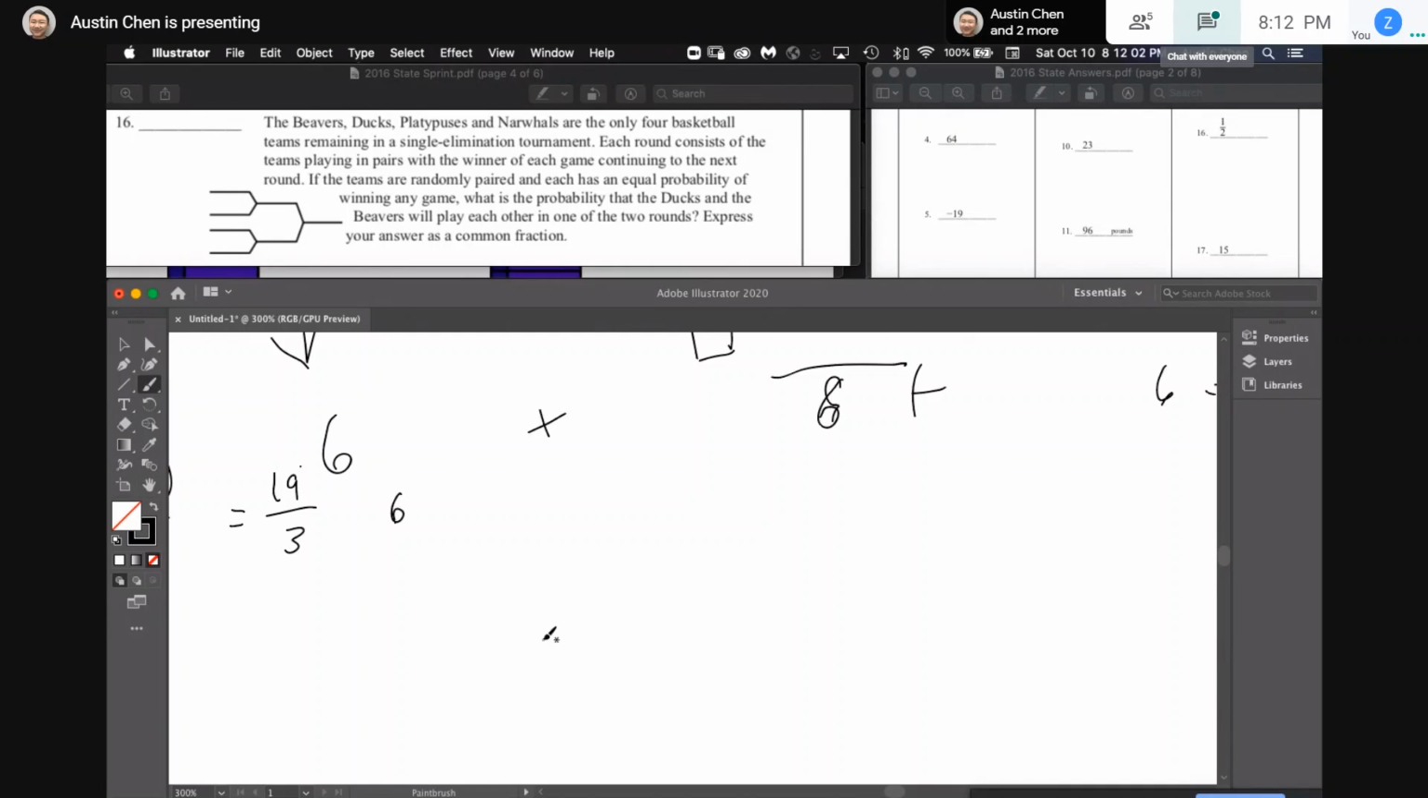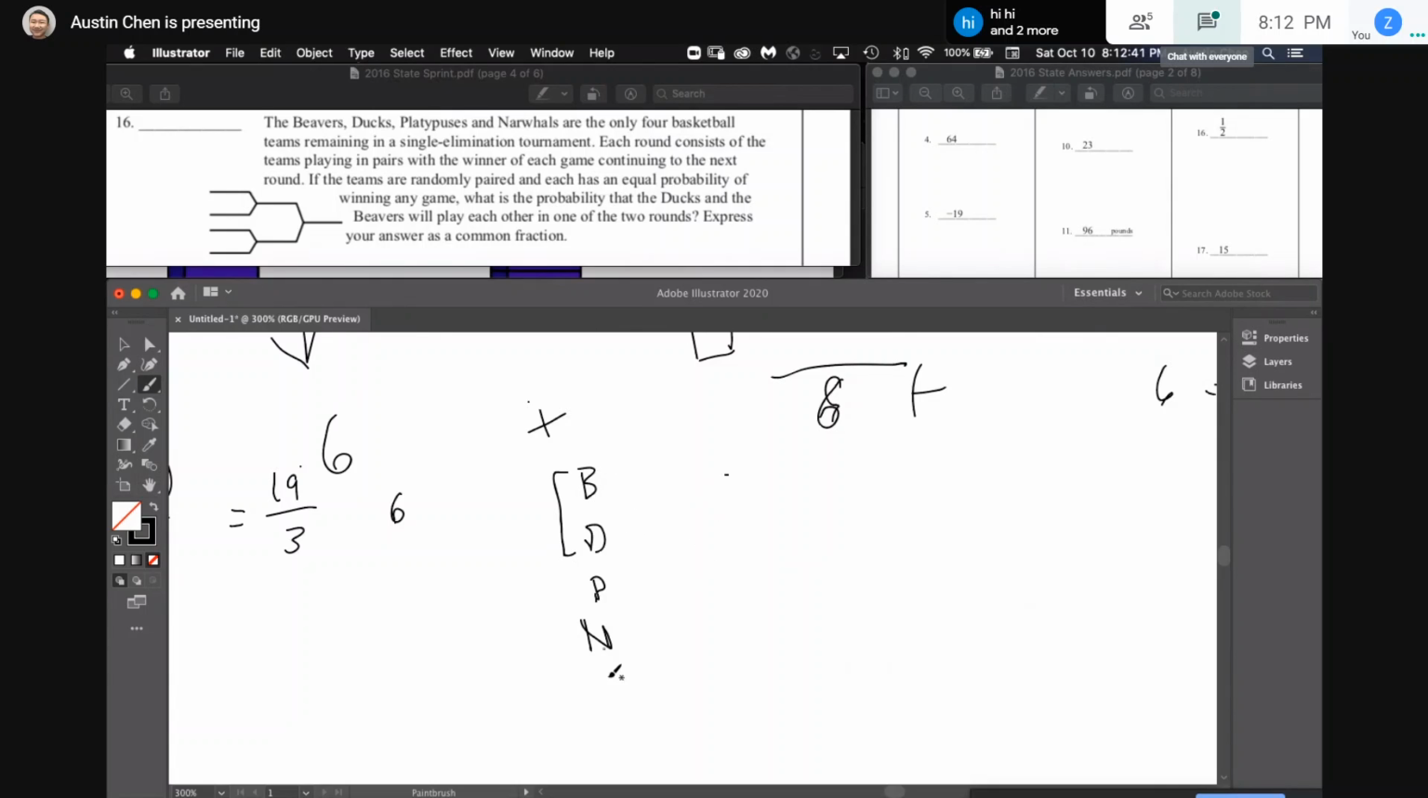All right. So there are only two cases we have to consider: if they meet in the first round and if they don't meet in the first round. So what's the probability that they meet in the first round? Well, we have four teams: the Beavers, Ducks, Platypuses, and Narwhals. They're going to be in some random order, and let's say the first two in our list are paired together in the first round.